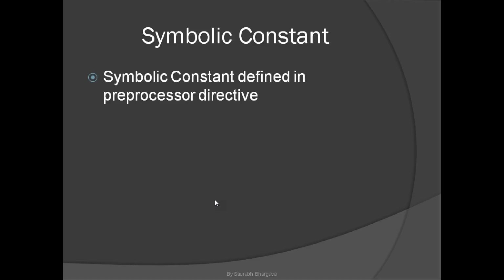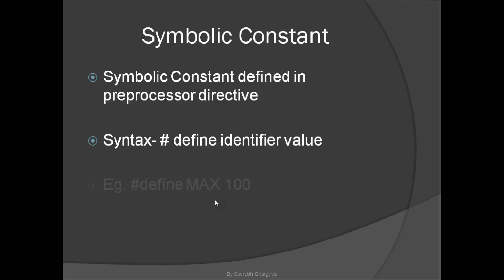A symbolic constant is defined in the preprocessor directive. It is written as #define identifier value: the identifier name and its value. The value is the replacement text. For example, #define MAX 100. The MAX value is 100, so it is a symbolic constant. Wherever in the program we write MAX, its value will be replaced with 100. So this is a symbolic constant.